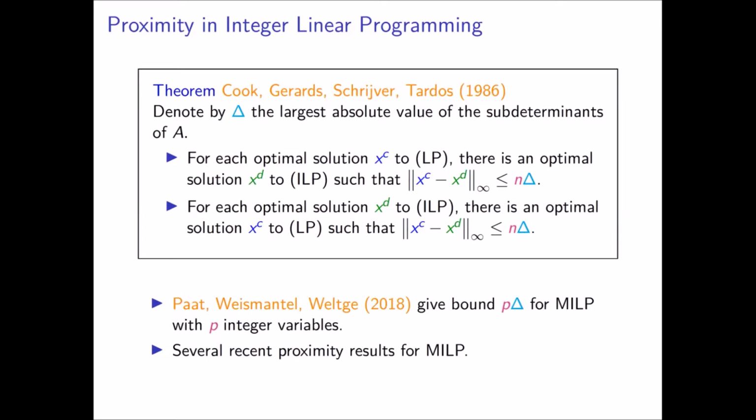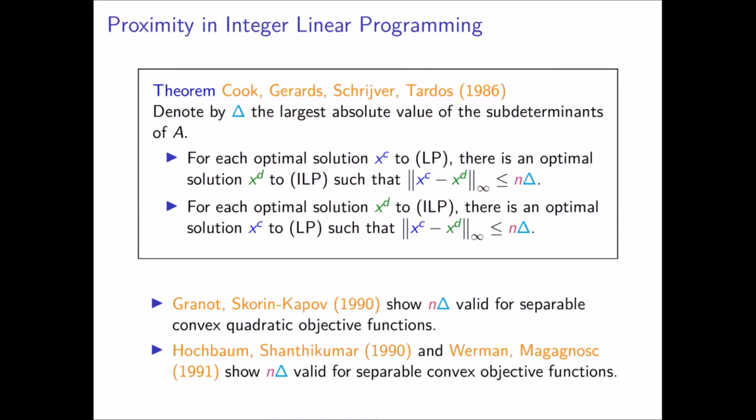So now I want to discuss a few proximity results known in the nonlinear setting. And as far as I know, there are not so many. So please also let me know if you know of any other one. Granot and Skorin-Kapov show that the upper bound n delta is still valid if the objective function is a separable and convex quadratic. This result has been further extended to general separable convex objective functions by Hochbaum and Shanthikumar and by Werman and Magagnosc. So all these results feature in particular a convex objective function to be minimized.